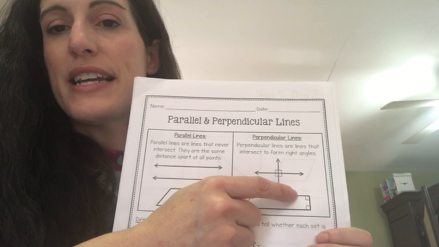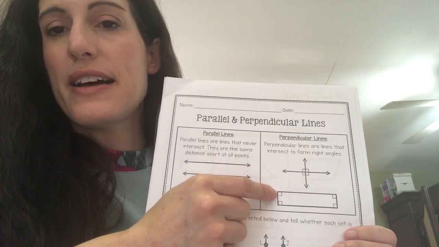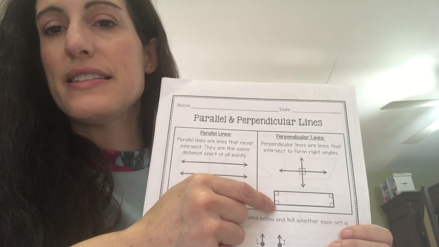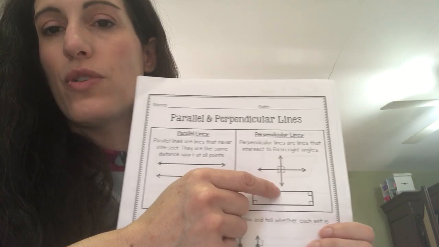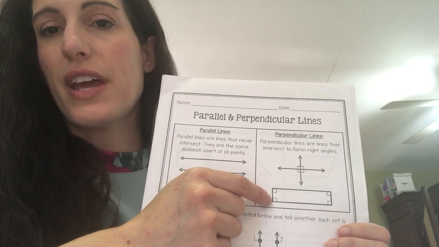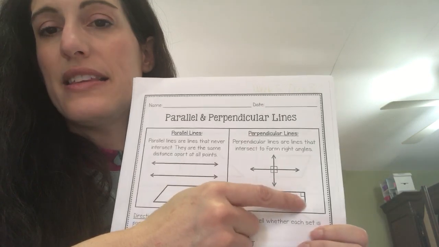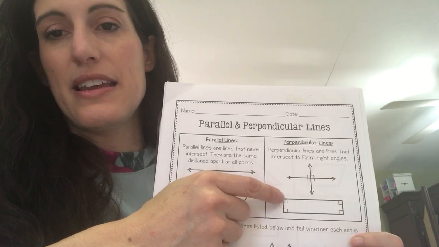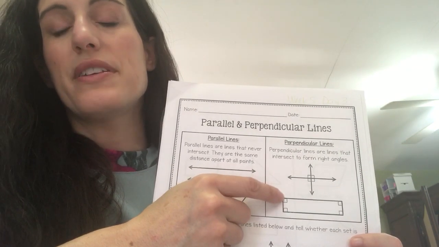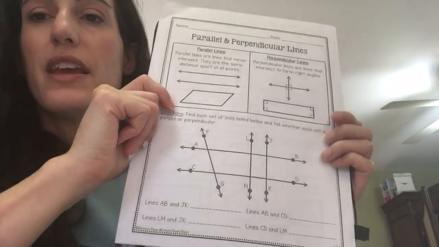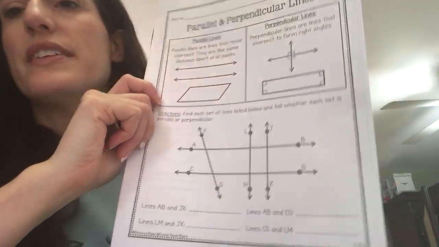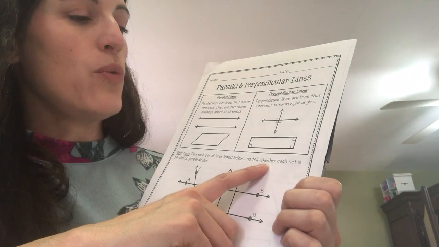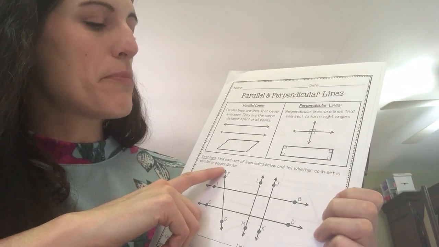Even when there's a line segment and a line segment that form the 90-degree angle, we would say this line and this line are perpendicular. Now this line and this line would be parallel, but this line and this line are perpendicular. See how that goes? Let's look at this big figure. The directions say: find each set of lines listed below and tell whether each set is parallel or perpendicular.